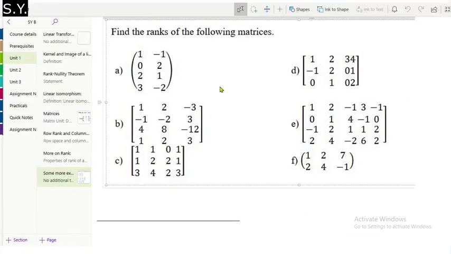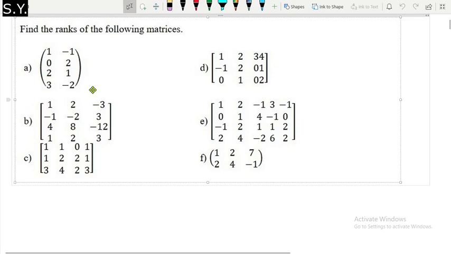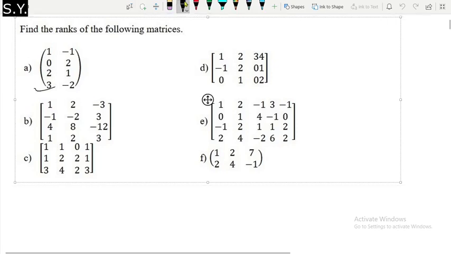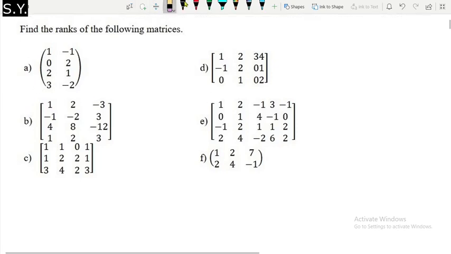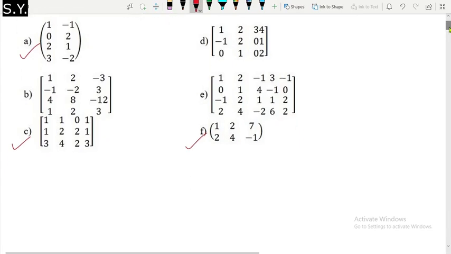So now let us solve these examples. We have already solved these two examples, A and F. Now I will solve one more for you. Let us do C. Now it is asked to find the rank. So the question is what to find. We are supposed to find row rank or column rank. This is the question, and the answer to that question is simple.